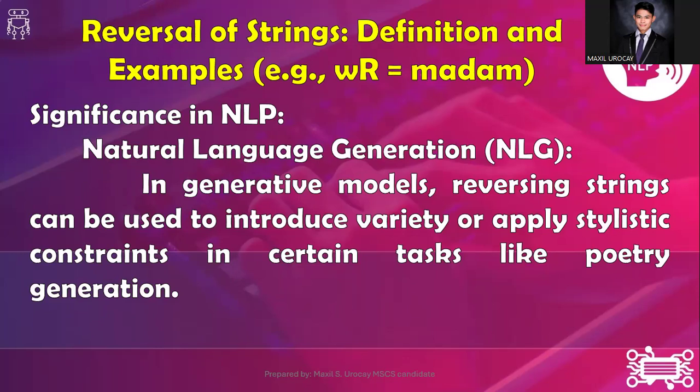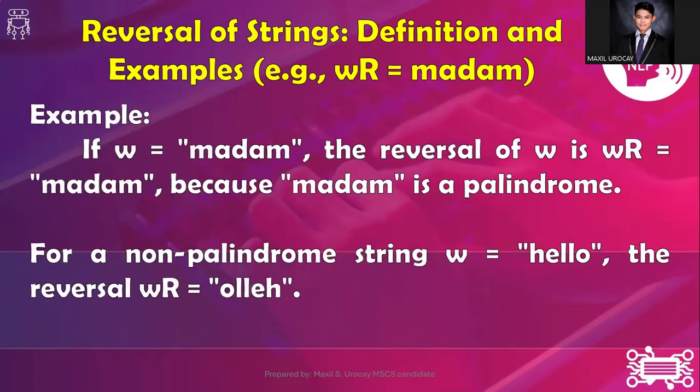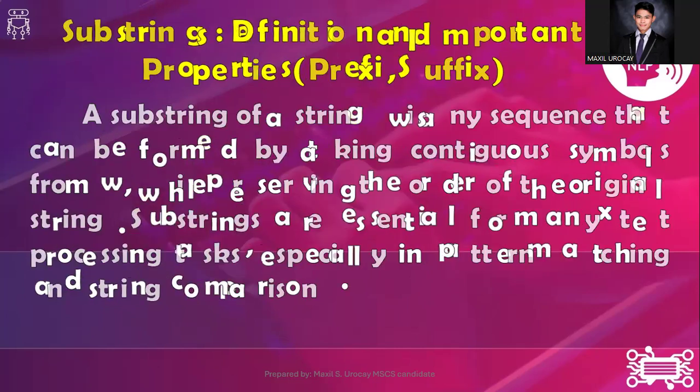Now, we also have here an example for the palindrome. When we reverse that, madam will still be madam, since that is a palindrome. For a non-palindrome, hello becomes olleh. That's how it is. Now, let's proceed to the substring.